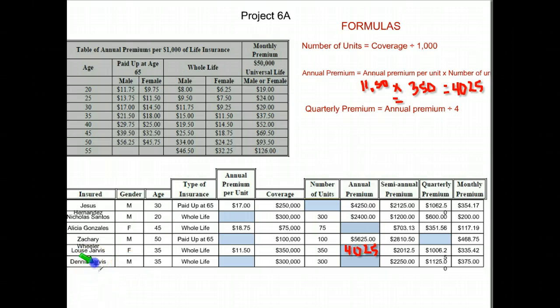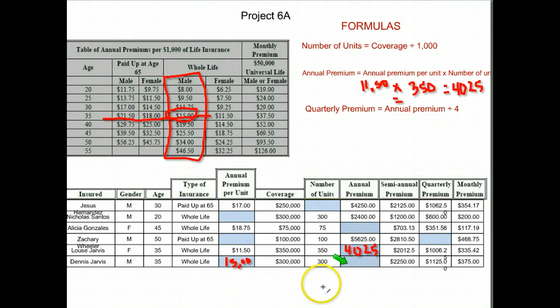Okay, our final one is Dennis Jarvis. He's male, 35, and is also purchasing whole life. They want to know, first of all, what's his annual premium per unit. So again, we go back up to the chart. We find what type. He wants whole life. His gender is male, so we're in whole life male. And then we find his age is 35. So here's 35. We look across, and where those two come together, right there, $15. So his price is going to be $15 per unit.